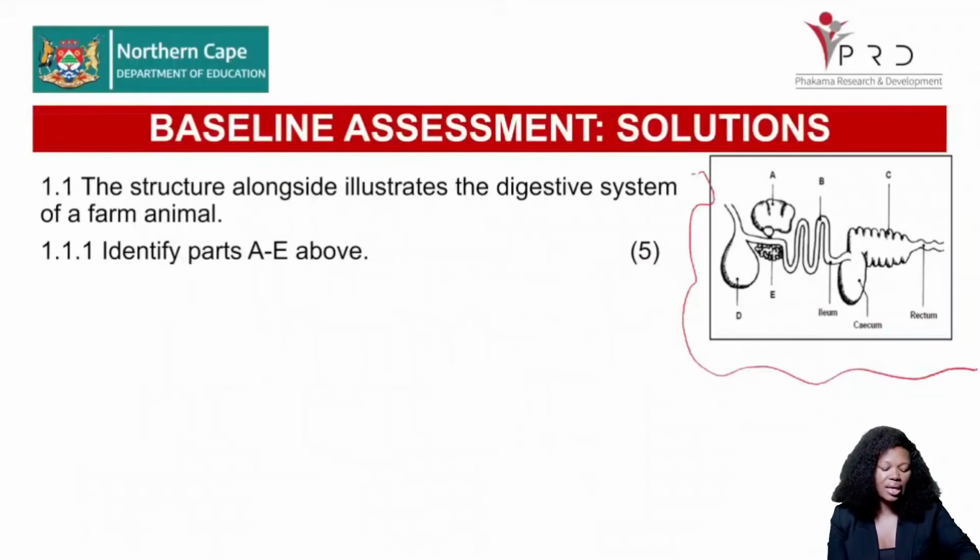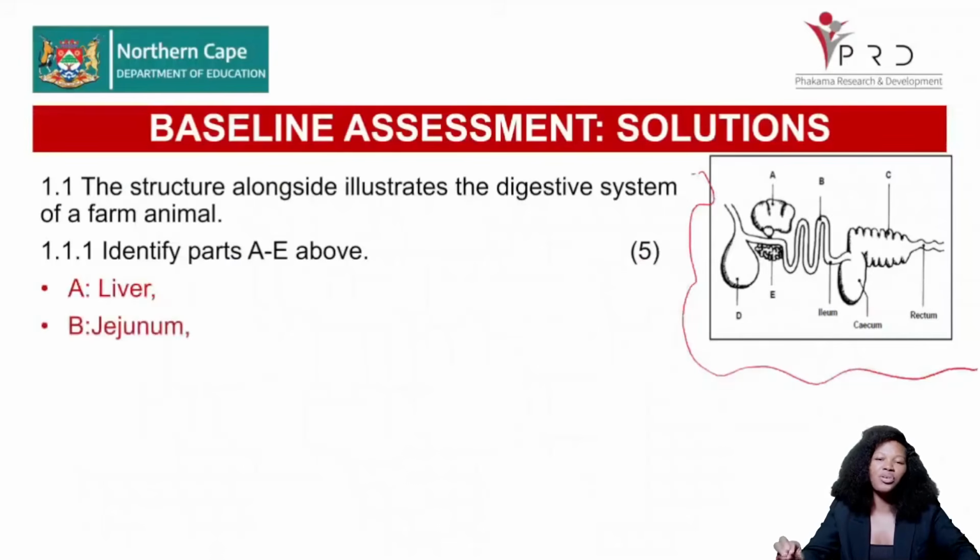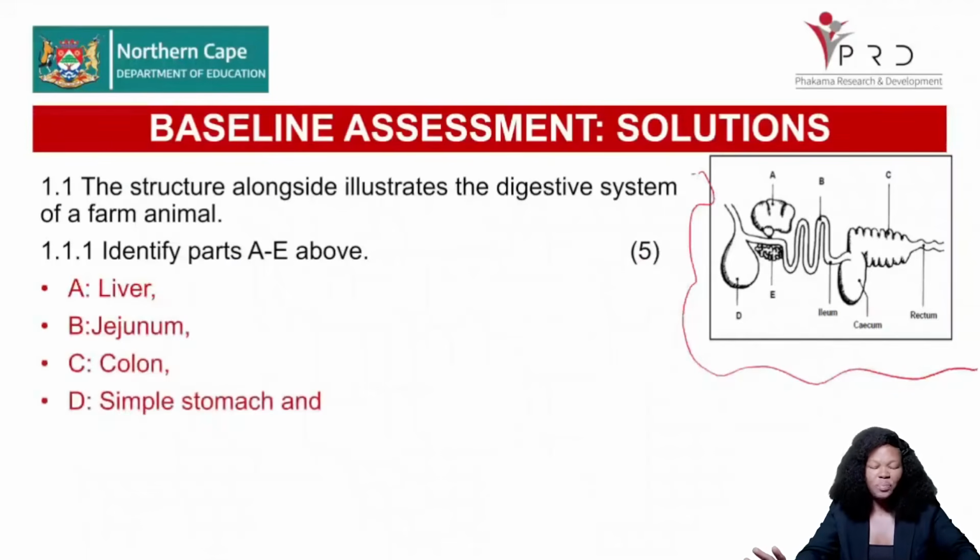The first question says, identify parts A to E above. When identifying, we are expecting you to write the names. What is the name of part A? What is the name of part B up until E? A is the liver, which is one of our accessory glands. B is the jejunum, a part of the small intestines. C is the colon, a part of the large intestines. D is the simple stomach, and E is the pancreas.